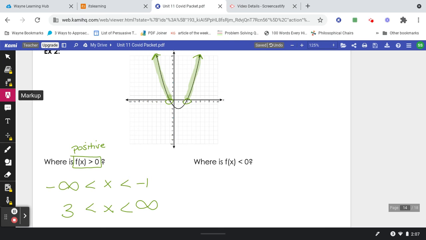And then let's take a look at our negative section. Our negative section would be this part down here. And that's what that means, negative. And we've got it from negative 1 all the way until positive 3, from negative 1 to 3.